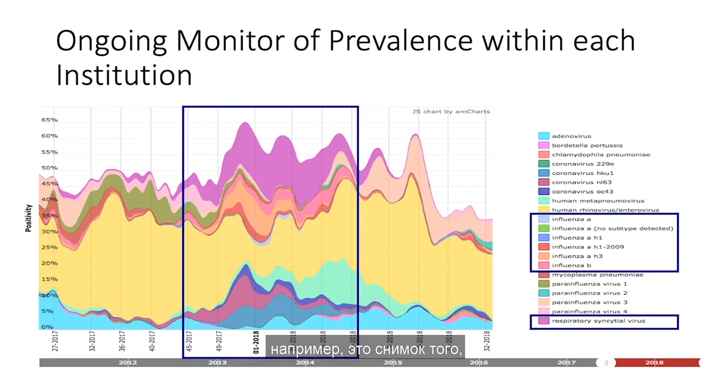For example, this is a snapshot of what our data looked like in 2014, during flu season, which is highlighted here. As you're monitoring the prevalence of each target, there was definitely an uprise in RSV and an uprise in influenza. You can see this visually as well as have each number laid out for you within the software without having to do it manually. And you can compare it to regional data. So it's a really nice way to monitor the prevalence within your institution compared to others.